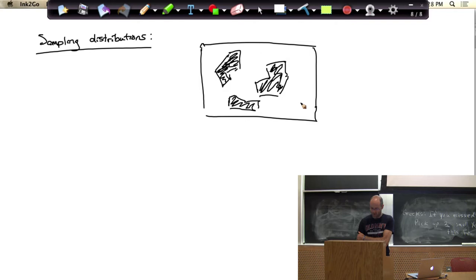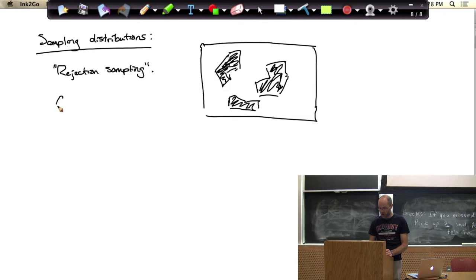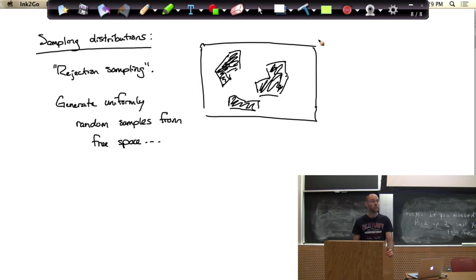That's really hard. I don't actually write that down, okay? But there's a very simple idea, which I've already mentioned now, which allows me to generate samples uniformly over that space, and the idea is rejection sampling. So I can generate uniformly random samples from the free space by sampling at random from the whole space, checking to see if it's in collision, and simply throwing away the points that are in collision. The points that are left are going to be uniformly distributed across the free space.